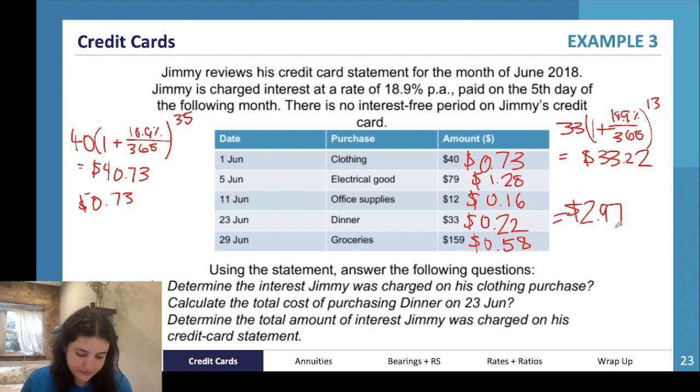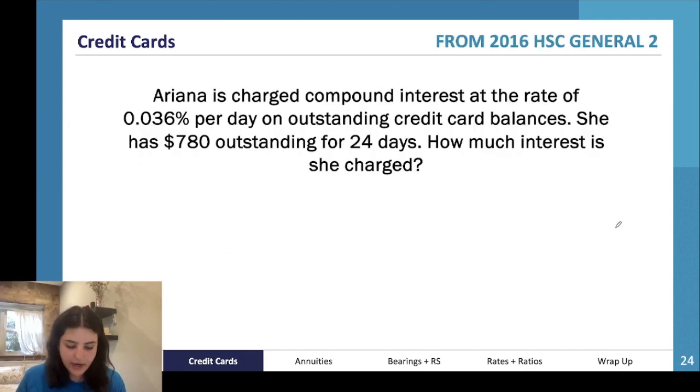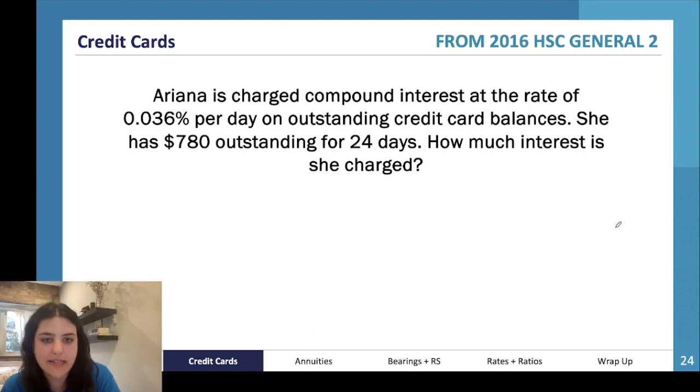Okay. Let's have a look at our next question. Ariana is charged compounding interest at the rate of 0.036% every day, or per day, on outstanding credit card balances. She has $780 outstanding for 24 days. How much interest is she charged?